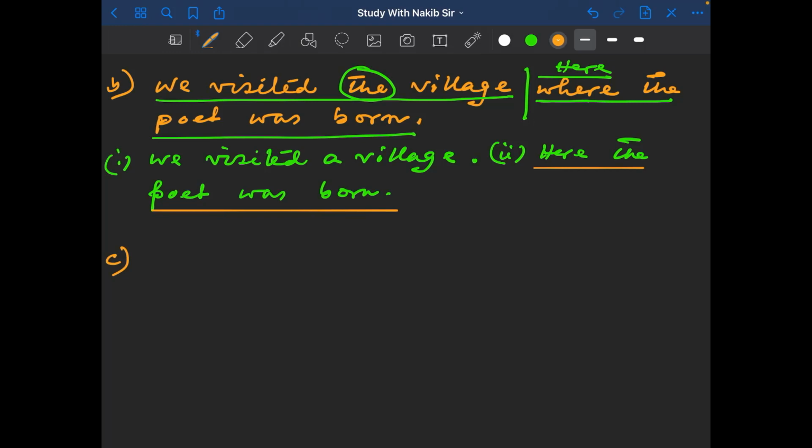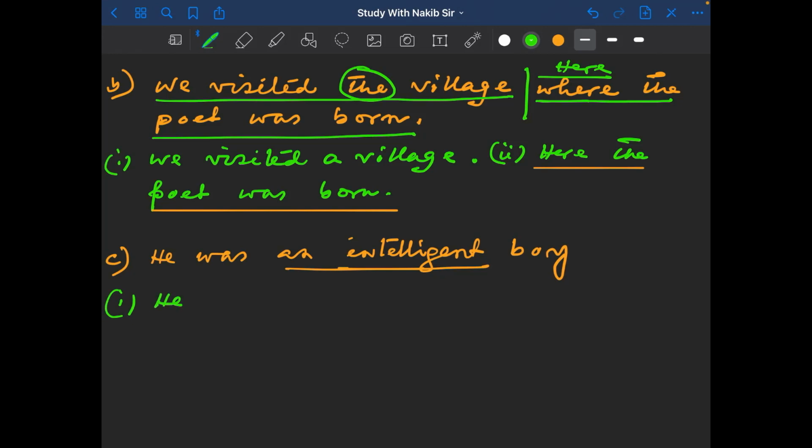He was an intelligent boy. Here only an adjective, intelligent boy. So for that adjective we can make a separate sentence this way. Number one, he was a boy. And number two, the boy was intelligent.